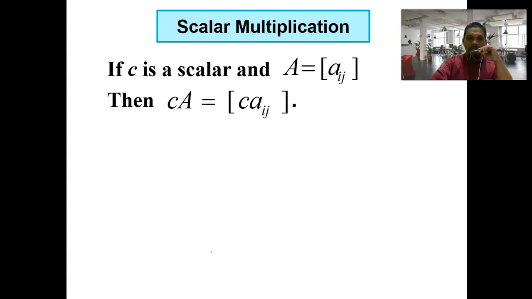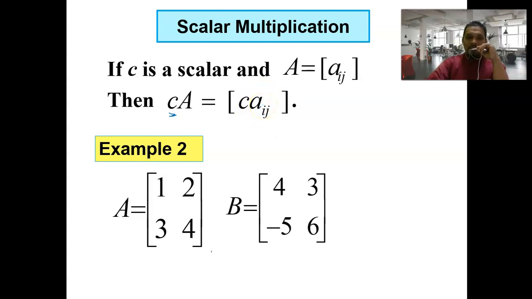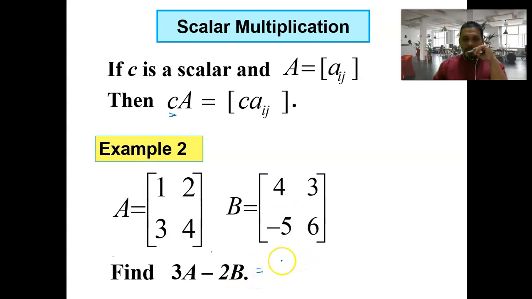Okay, scalar multiplication. If C is a scalar or any value, and multiplied with the matrix of A, then CA, as you see on the screen now, we multiply the scalar C with every element inside the matrix of A. So, for example, we have here 3A, which is 1, 2, 3, 4, minus 2B, 4, 3, negative 5, 6.